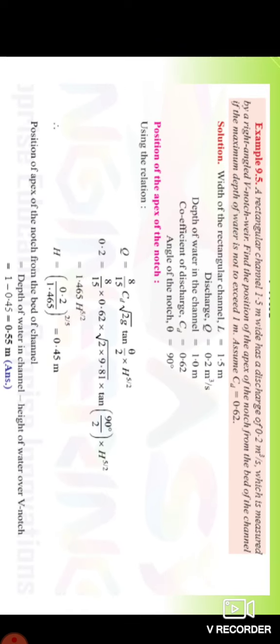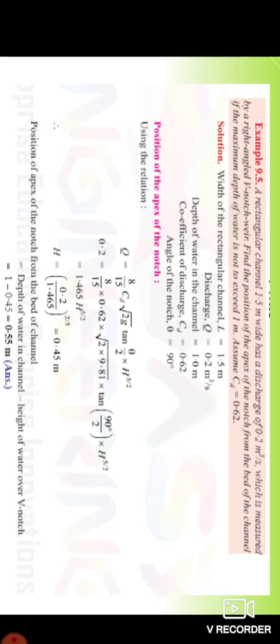Let me move on. There is one more problem, and it's also simple. Just take a look, it's a rectangular channel. A rectangular channel of 1.5 meter width has a discharge of 0.2 meter cube per second, which is measured by a right angled V notch weir. Also find the position of the apex of the notch from the bed of the channel if the maximum depth of water is not to exceed 1 meter.